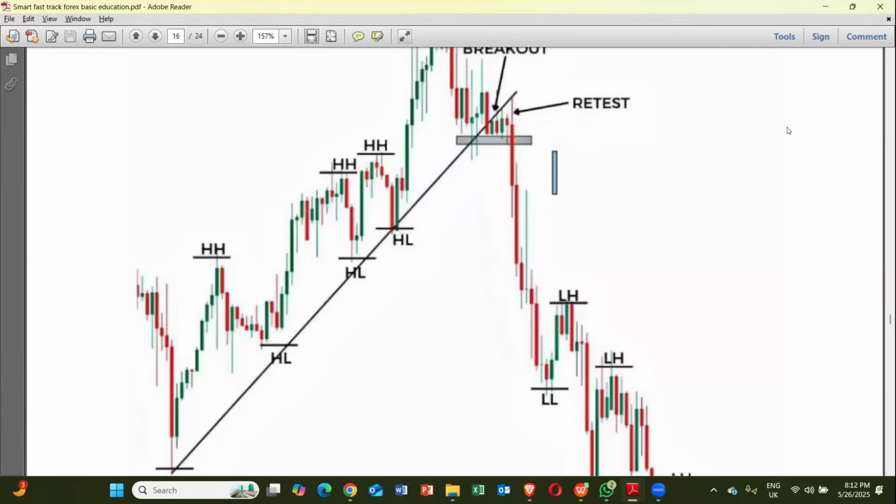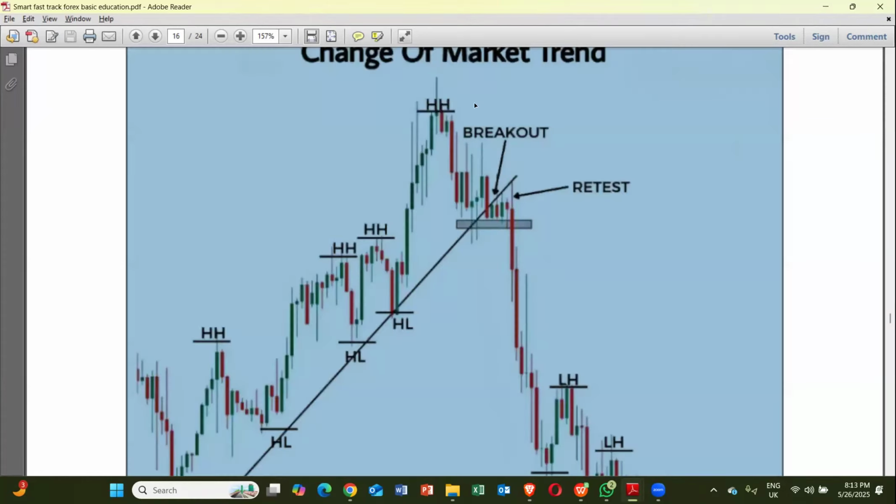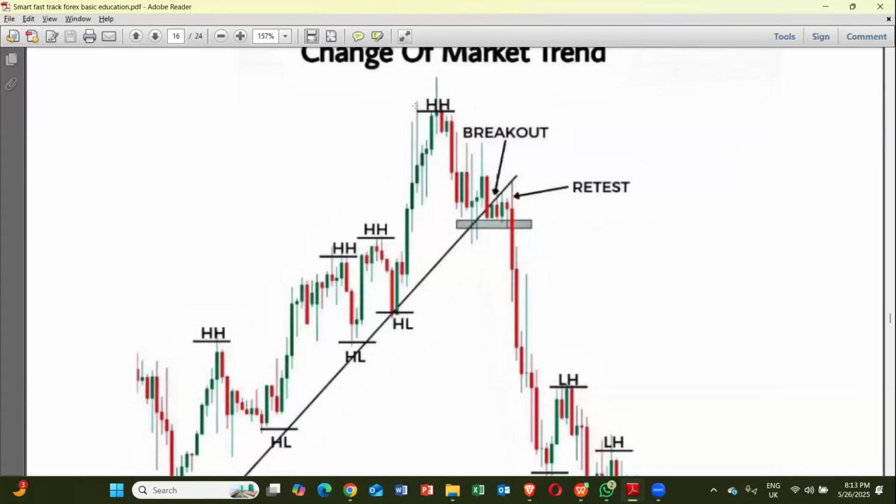Now it came up and created this peak, higher high. Created this peak, higher high, and now came down. It created this higher high and broke this structure. Although it was not labeled, this was the previous low. It broke it, also breaking the trend line, and went back up.